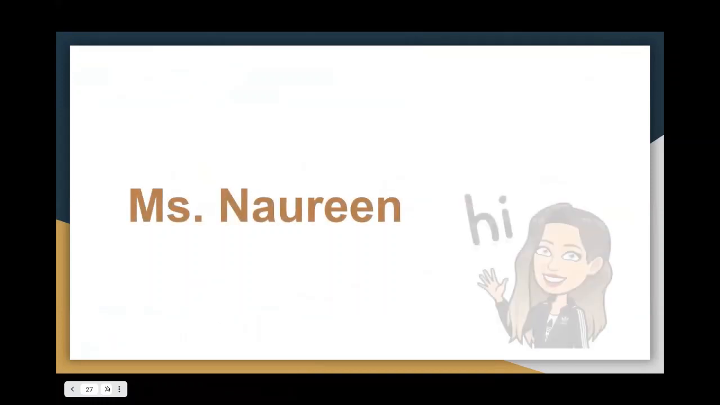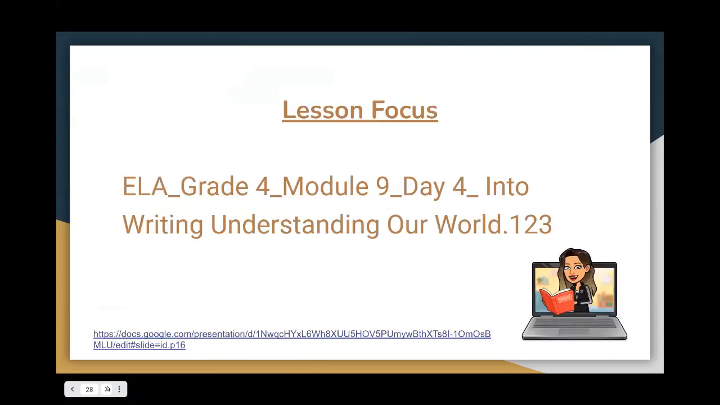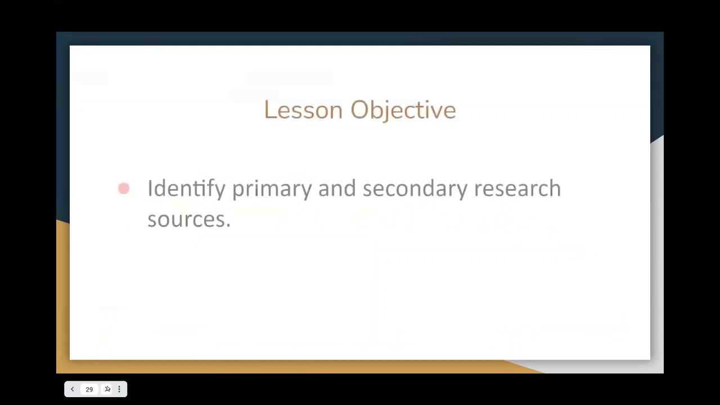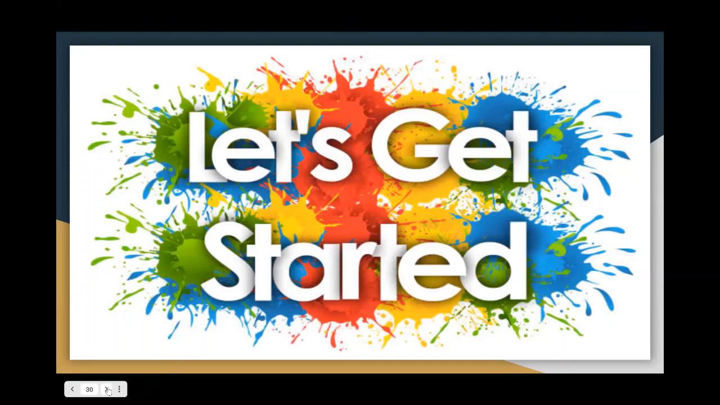My name is Miss Noreen, and I'm here with you for another exciting lesson in ELA. The lesson focus is ELA Grade 4, Module 9, Day 4, Into Writing, Understanding Our World. The lesson objective: identify primary and secondary research sources. Let's say that together. Identify primary and secondary research sources. Let's get started with that.